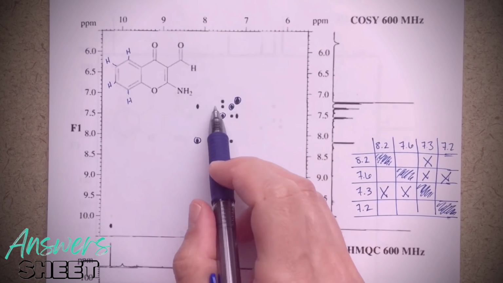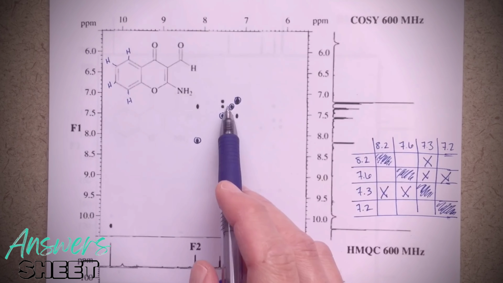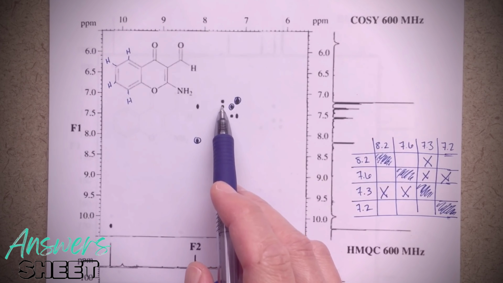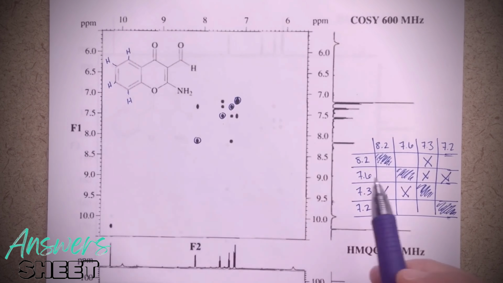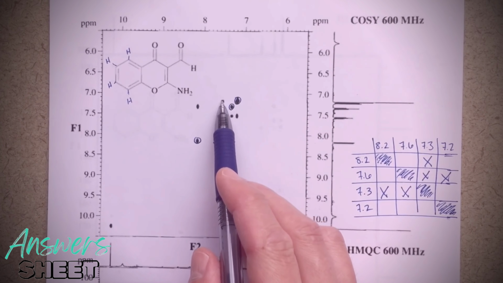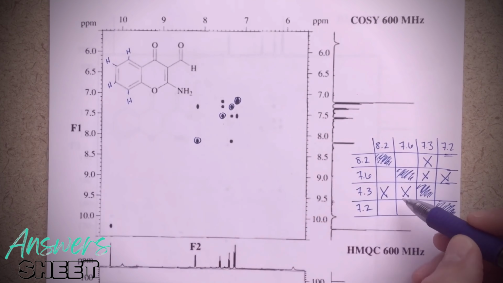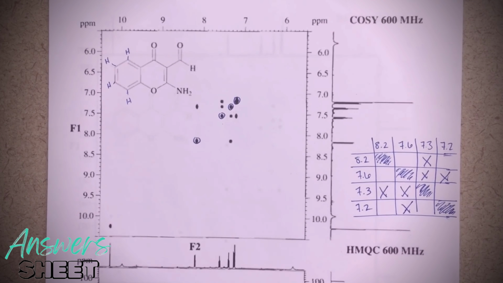So if I'm just going along this right here. This would be my peak at 7.3, correlations to itself, obviously. And then here's the peak at 7.6. And then here's the peak at 8.2. So I'm putting X's in there as well. Now, the last one for my 7.2 peak, that's this one that's furthest up, it's just correlating to here at 7.6. So this would be my diagram, essentially.